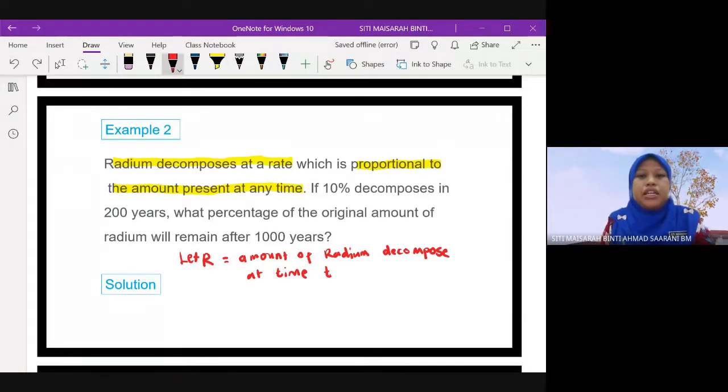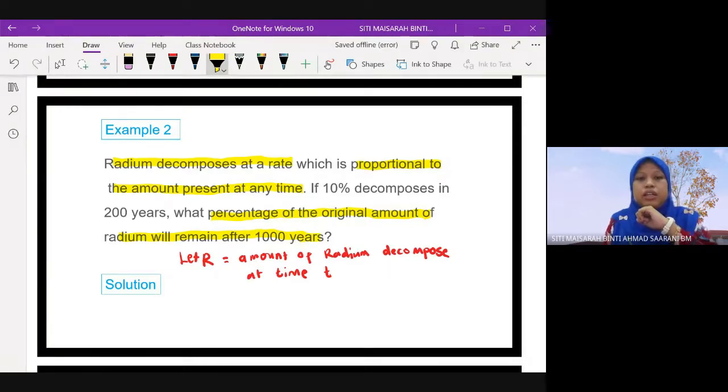If 10% decomposes in 200 years, maksudnya selepas 200 tahun dia berkurang sebanyak 10%. Maksudnya kalau contoh awalnya amount dia adalah 100, so yang lepas 200 tu dia akan jadi 10% daripada 100. Contohnya, okay. What percentage of the original amount of the radium will remain after 1000 years.